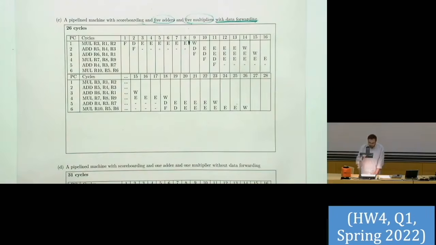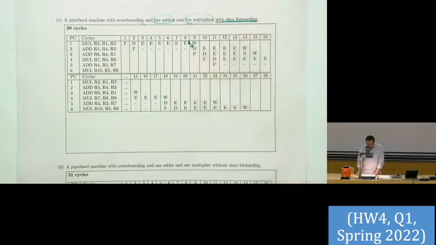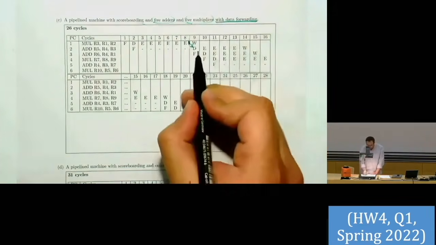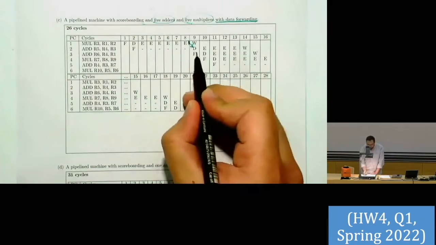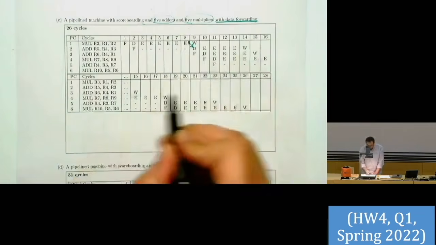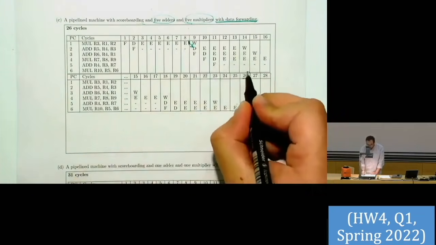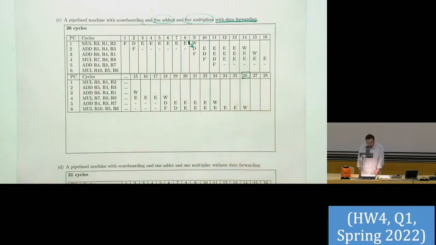I assume that this data forwarding happens from the end of the multiplier or adder to the decode stage, which gives me this kind of dependency here. So I can say 1 cycle here. This decode was in the 10th cycle, now it's in the 9th cycle. You continue and do the same thing, and then you see that at the end, you just save 2 cycles here.